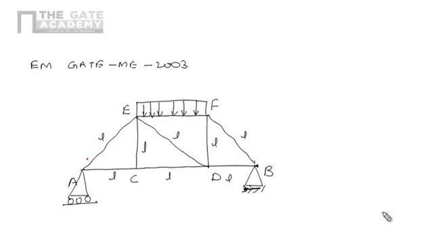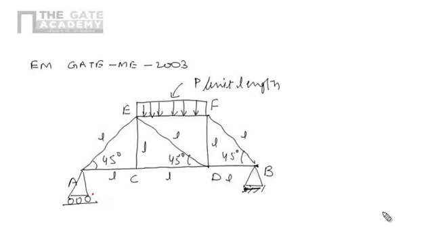So obviously the inclination of member AE will be 45 degrees, which makes an angle of 45 degrees with the horizontal. Similarly, DE also makes 45 degrees, BF also makes 45 degrees. And this is the uniformly distributed load, and the intensity is P per unit length. On unit length, there is a load P.